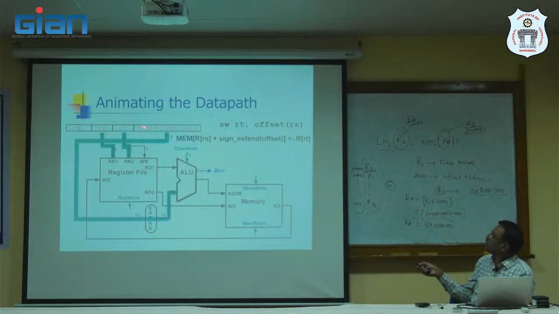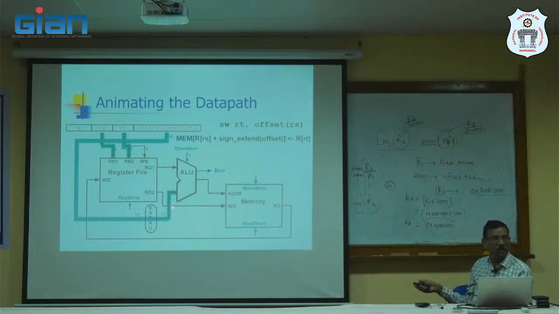This is the 32-bit immediate address I am reading. It is sign extended to 32-bit. The next thing we have to add is RS, so we have to take RS. Then we select one of the registers by the RS address here. That register value I am going to read.